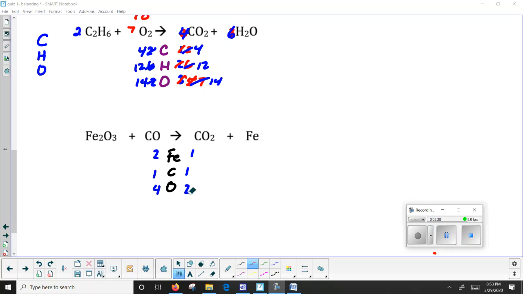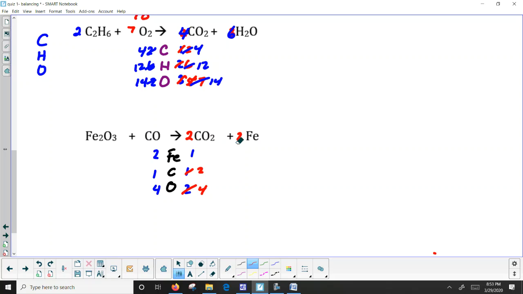Carbons are okay. Well, oxygens are off. So let's look at the oxygens. Let's put a double here. So 2 oxygens. So that gives me 2 and then 4 oxygens. Let's put a 2 here just for good measure. So 2. So it looks like we're balanced. Oh, no, we're not. The carbons are not balanced. So now I have to go back. I have to balance out the carbon over here.